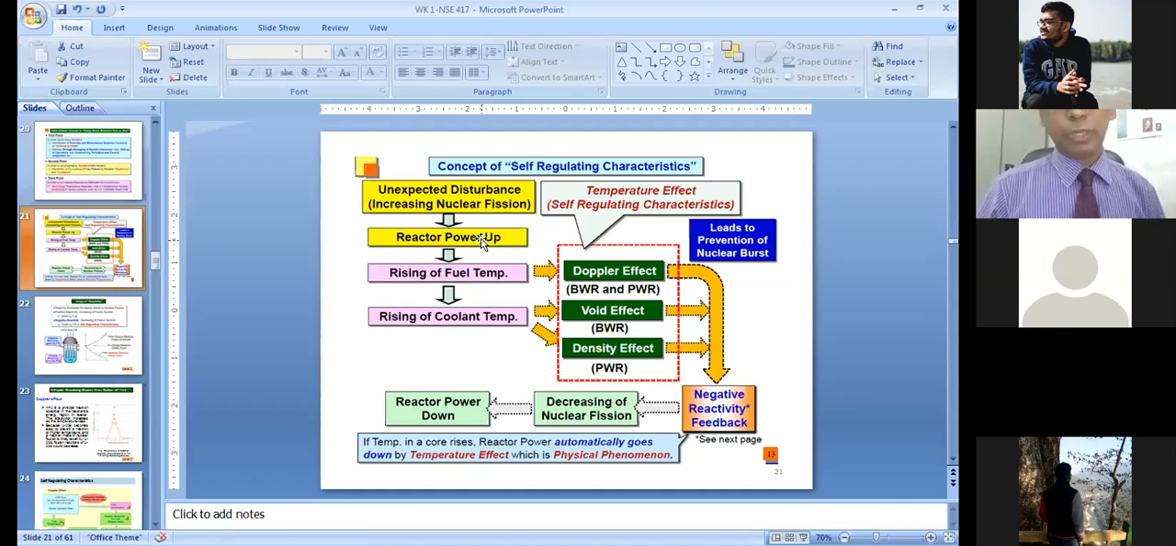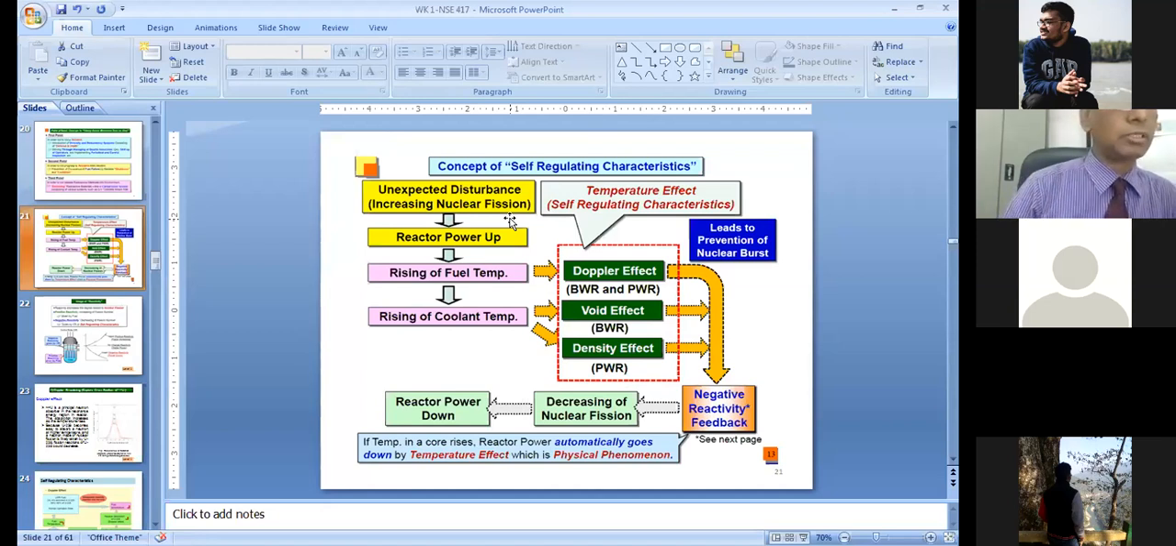So if the fuel temperature is high, then the temperature transferred to the coolant will be high. If the temperature of the coolant is very high, there is a possibility to create some bubbles. That is called the void effect. And because of the bubble or void effect of the coolant, the density will be reduced. That will be because of the bubble. So when density is reduced, then it will absorb some neutrons. Absorption, there will be a higher probability of absorption.